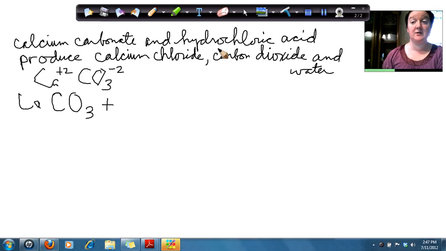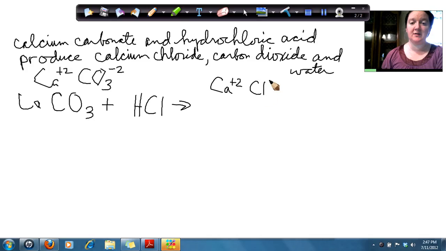Now hydro, we think that comes from hydrogen, and chloric comes from your chloride ion. So we're taking a hydrogen and a chlorine together, and this is hydrochloric acid. And that produces calcium chloride. Now we know calcium has a +2 charge, and we know that chloride has a -1 charge. So we need to have 2 of the chloride ions to be able to make a chemical formula. So we're going to have that as CaCl2.